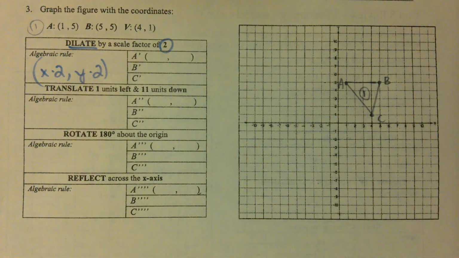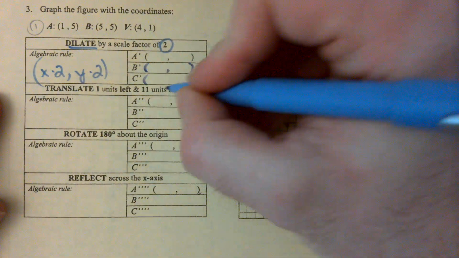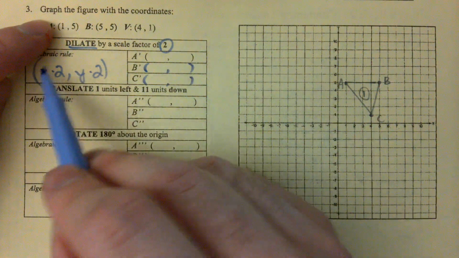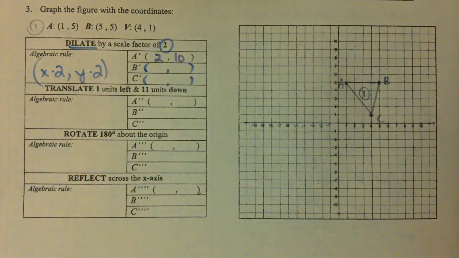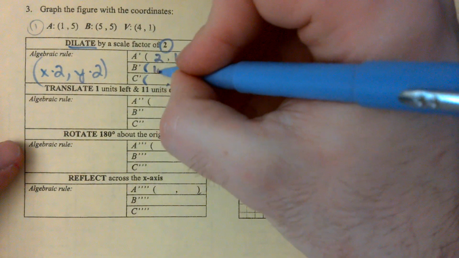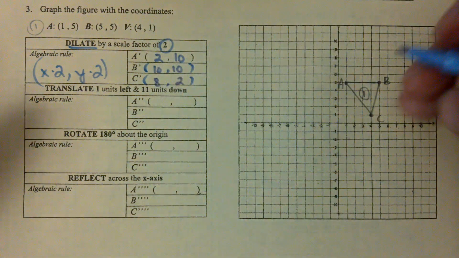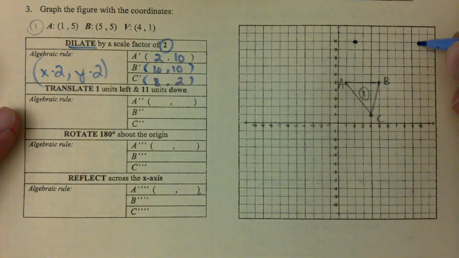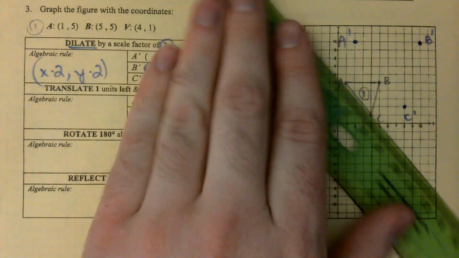Now we're going to dilate this. So we're going to take all these numbers and we're just going to multiply them all by 2. 1, 5 multiplied by 2 gives us 2, 10. 5, 5 multiplied by 2 gives us 10, 10. And 4, 1 turns to 8, 2. We'll go 2, 10. We'll go 10, 10. And we'll go 8, 2. There's C prime, B prime, and A prime.